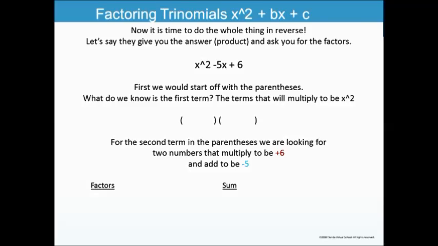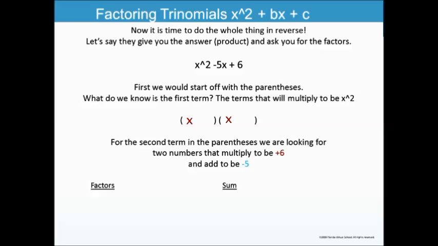Now let's try an example. We're going to be doing the entire thing in reverse. If we were given the answer, or the product, here in this trinomial, we need to now find the factors. So first we're going to start with our parentheses. And what do we already know about the first term? Well, we know that the first term in each of those parentheses must be multiplied together to give me x squared. So I can go ahead and type an x in the beginning of each of these parentheses.